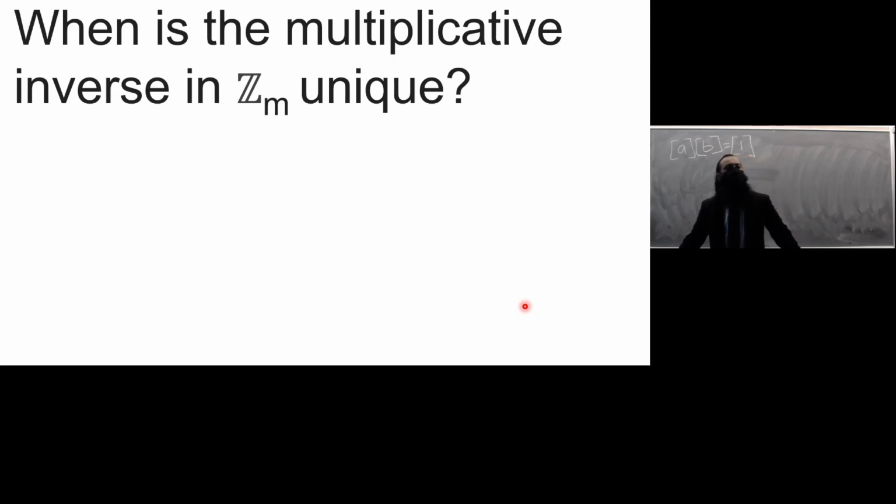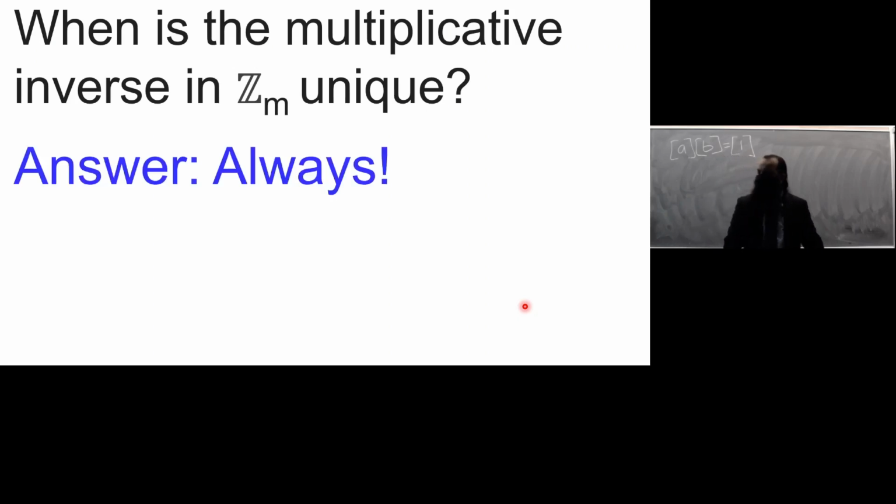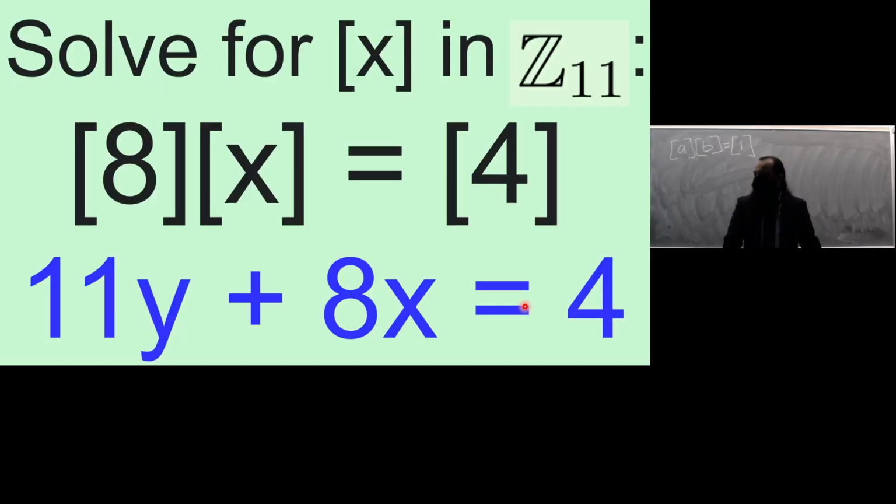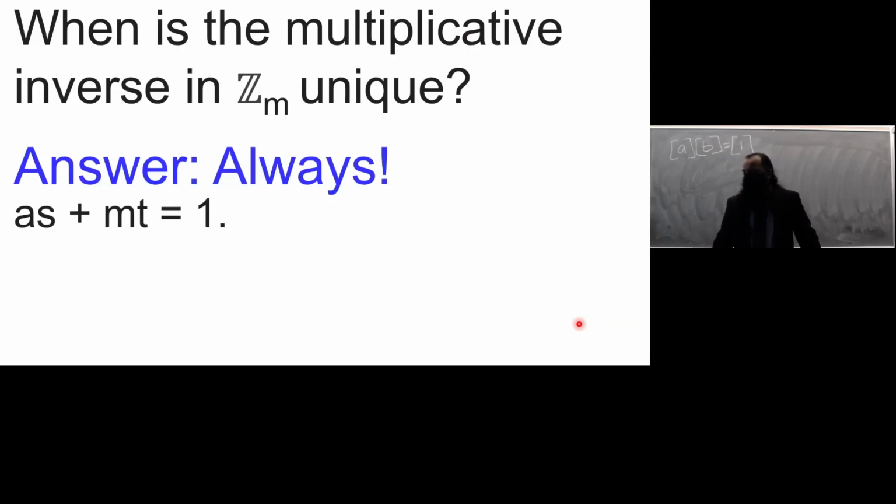Vihan? I think always. Always. Very good answer. Because we have AS plus MT equals 1. Here we have A times X equals 1. That's the formula that you get when you're dealing with the multiplicative inverse, showing that X is a multiplicative inverse. Or another way to say that is AS plus MT equals 1. What is the general form for the solutions for S?